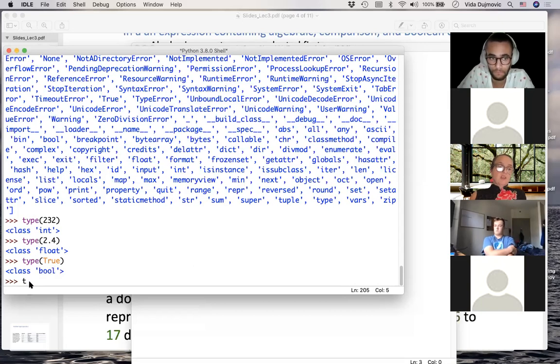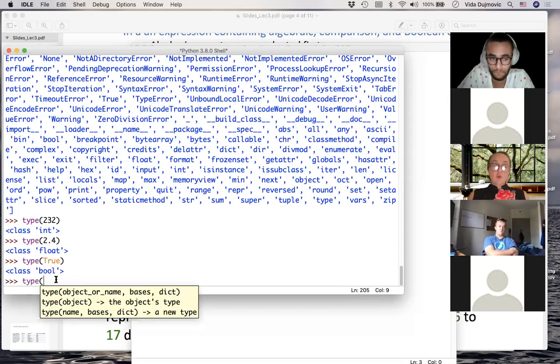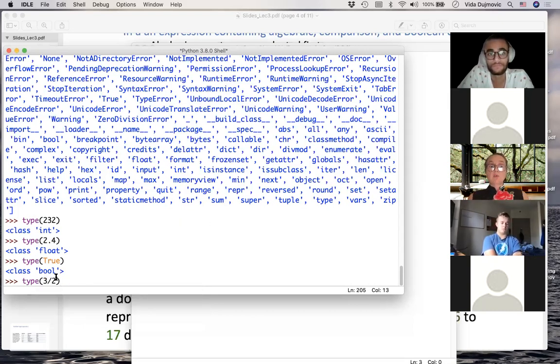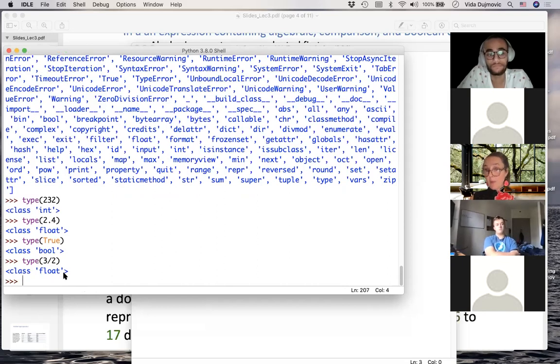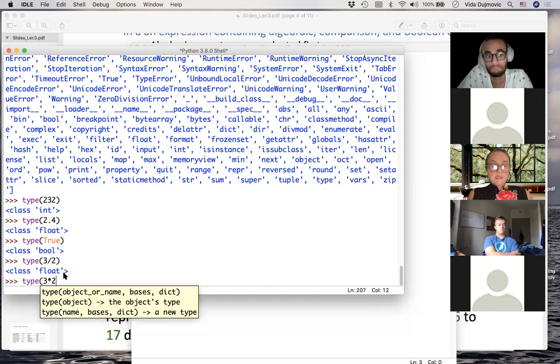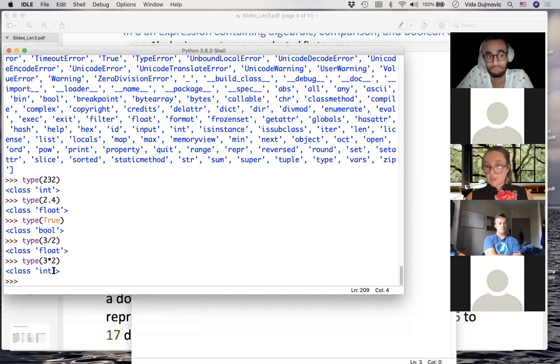Let me show you what we already discussed. This function also tells you the result of an operation, which is again some object or some data. If you have an operation like 3 divided by 2, the result of that operation is a float. Remember, we were looking at integer division. The division always gives a float, but for 3 times 2, the result of this operation is an integer. So remember that type is a useful function that can tell you what type of data you're dealing with.